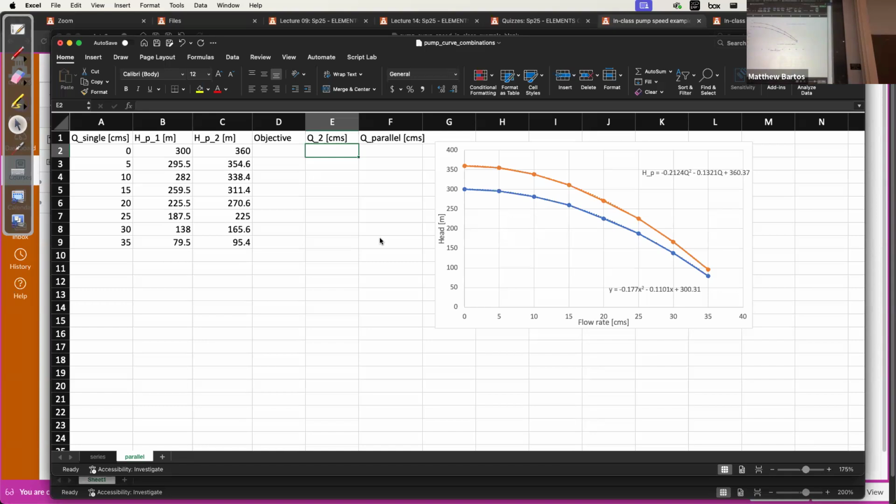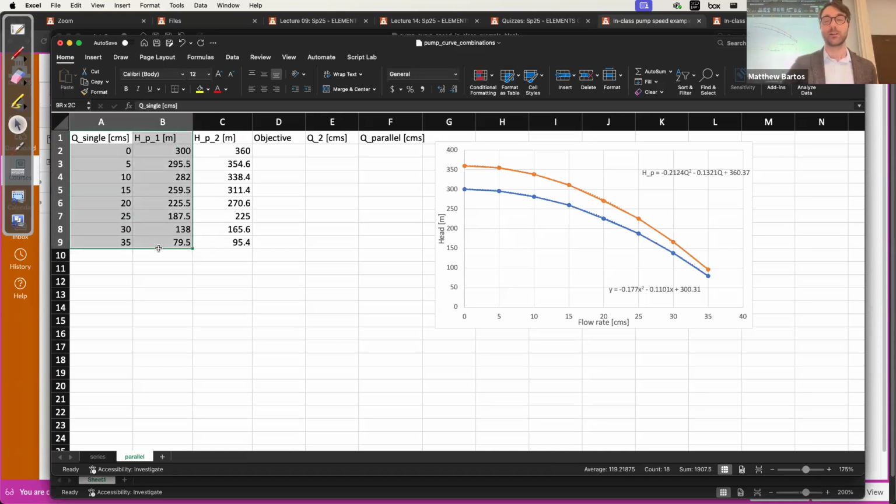What did we need to do first? So first, we have a range of pump heads, and we have the flow rates for a single pump. So these first two columns represent our first pump curve. The first and third column represent our second pump curve. So what was the first thing that we had to do to add together these two pumps in the horizontal direction? What was the first thing we had to do?